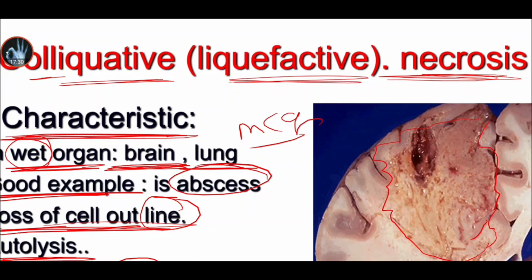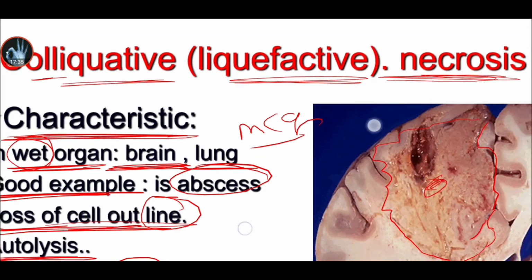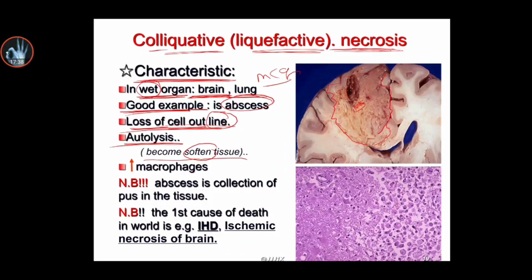The second thing, if you notice, it's like having some liquid, so it becomes very liquid soft tissue. And it has a high number of macrophages, the cells that appear in inflammation. As a note, an abscess is a collection of pus in a tissue. And this is the definition: an abscess is a local collection of pus in a tissue.